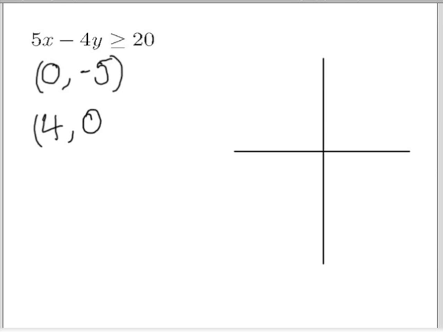So I have the 2 points 4, 0 and 0, negative 5. 1, 2, 3, 4, 0. 1, 2, 3, 4, 5, 0, negative 5. Because we have the equals to in this problem, our line is going to be a solid line.